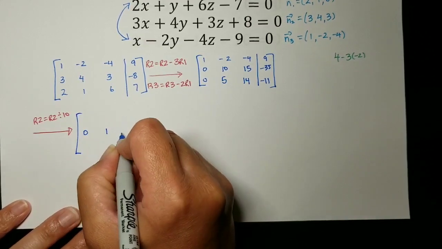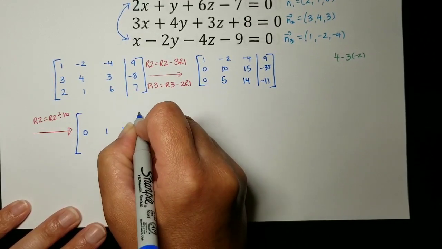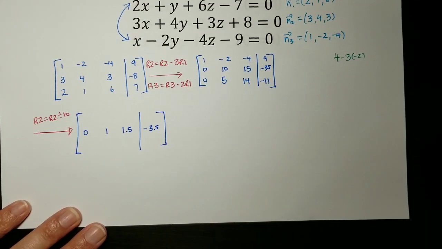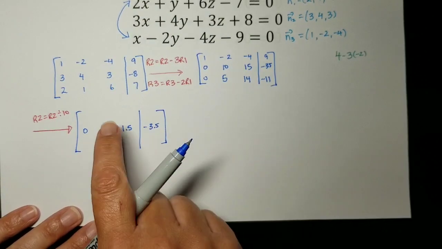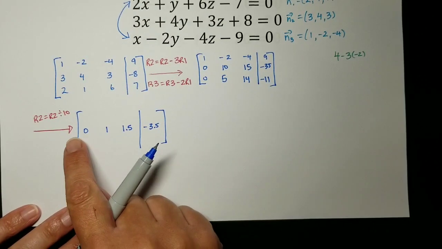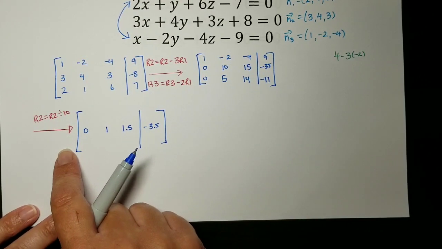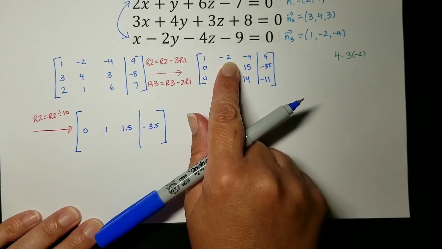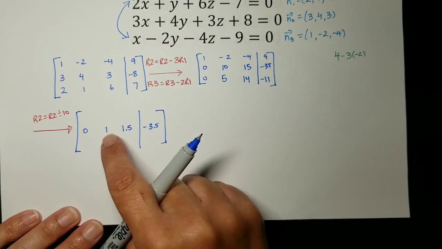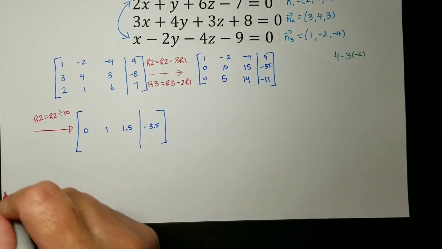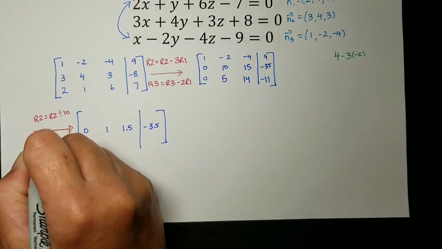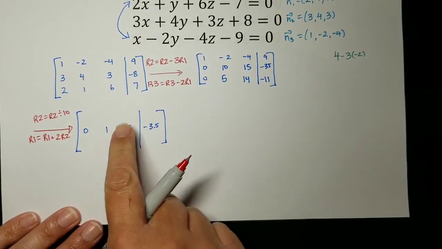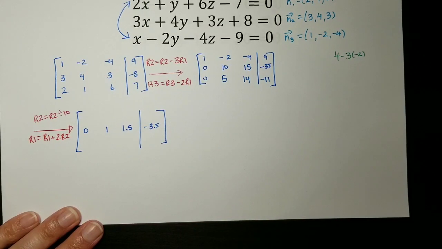So I have 0, 1, 1.5, and negative 3.5 there. Okay, now I want to go through steps 3 and 4 all together here. I have a negative 2 in this spot, and I want to add 2 1s to zero that out. So I'm going to say row 1 is row 1 plus 2 times row 2, and that'll get me a 0 in that top middle spot.